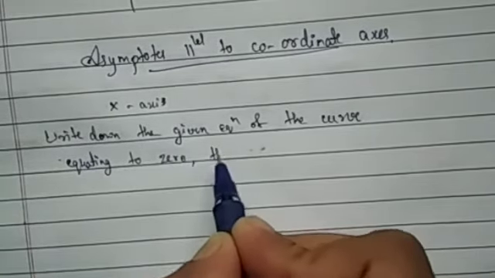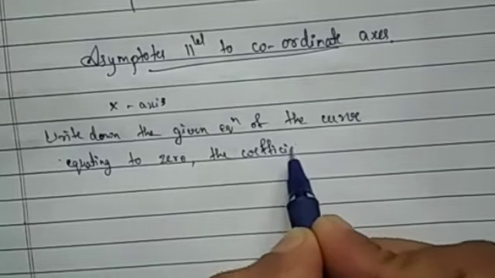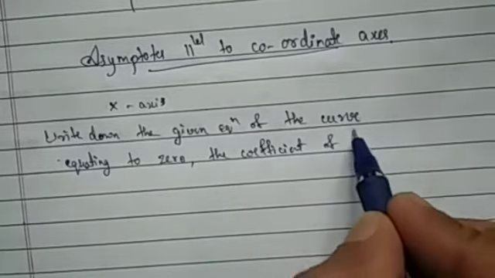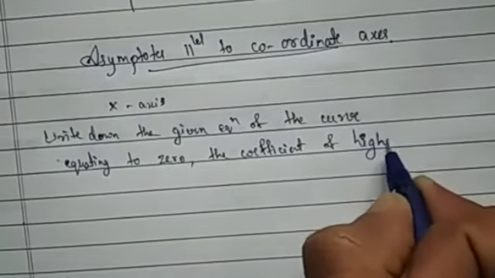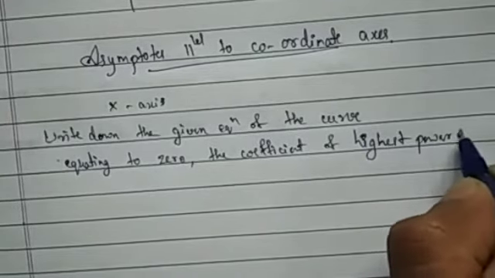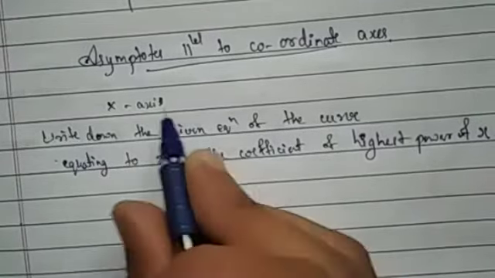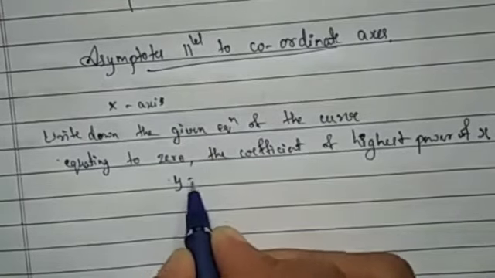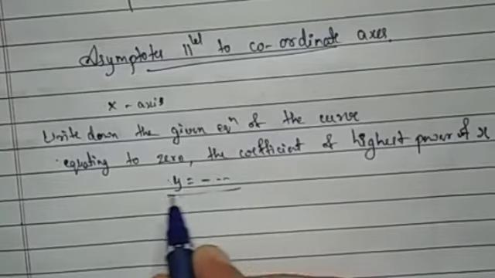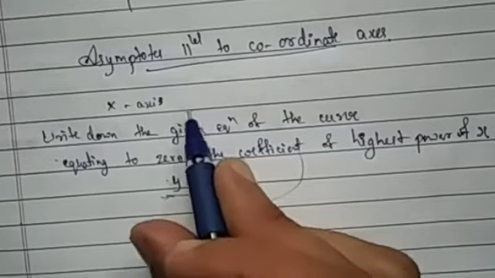the coefficient of highest power of x, then you get the asymptotes which are parallel to the x axis, y is equal to some values. So they are the asymptotes which are parallel to the x axis. Sometimes the coefficient of highest power of x is constant, therefore we say there are no asymptotes parallel to the x axis.